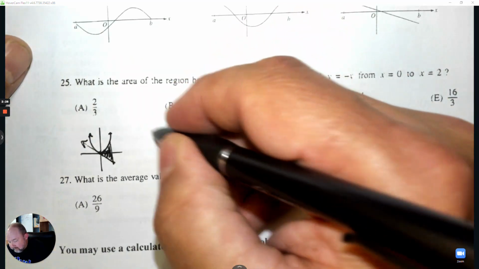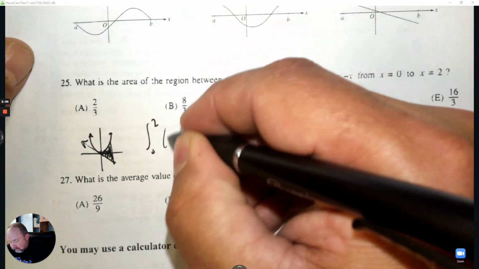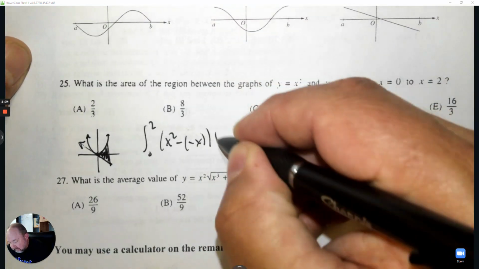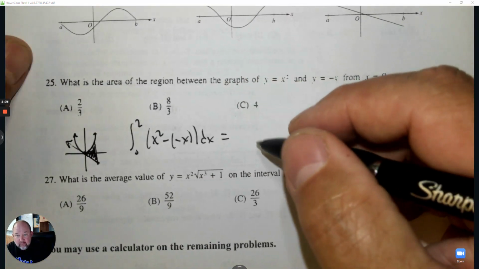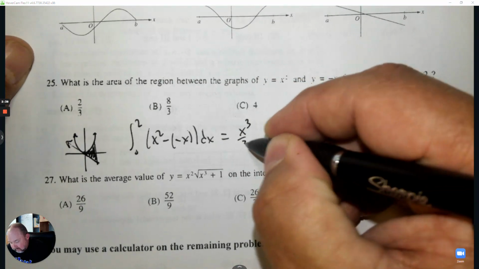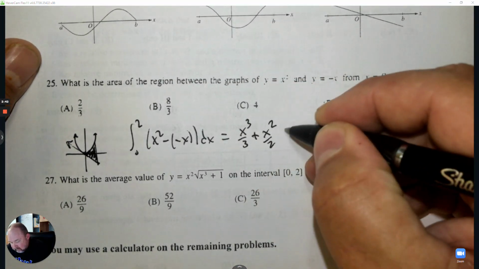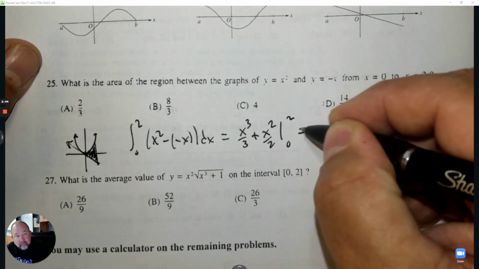So for the parabola, first of all, we're going to integrate. It goes x squared subtract negative x. Then I actually have to do it. So I'm going to add 1 to the exponent and divide. That's actually plus. Add 1 to the exponent and divide, and it goes from 0 to 2.